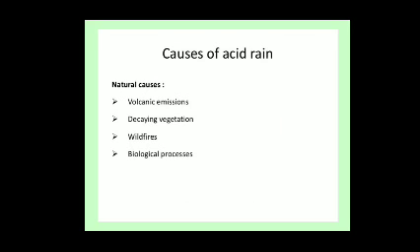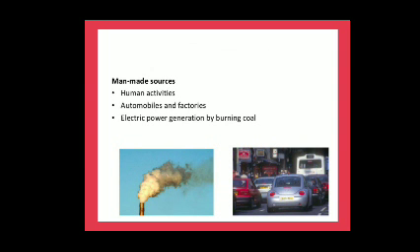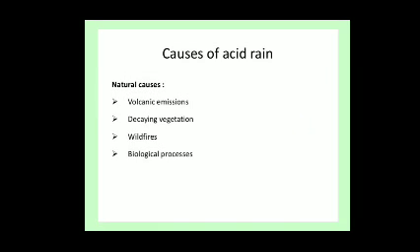These are natural causes. Volcanic emissions release oxides of sulfur, oxides of nitrogen, oxides of carbon into the environment. Decaying vegetation produces some gases like oxides of carbon. Wildfires also release oxides of sulfur, carbon and nitrogen. Biological process also produces oxides of sulfur, carbon. Those are natural causes of acid rains.